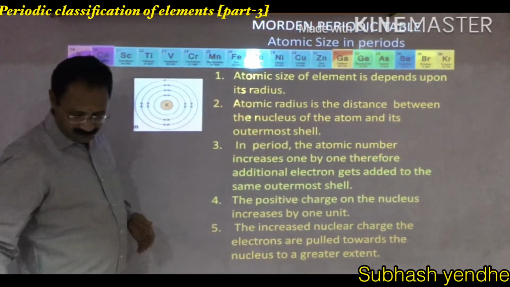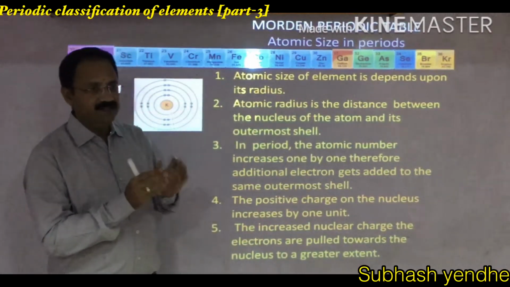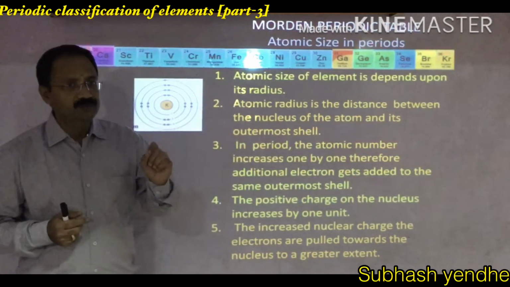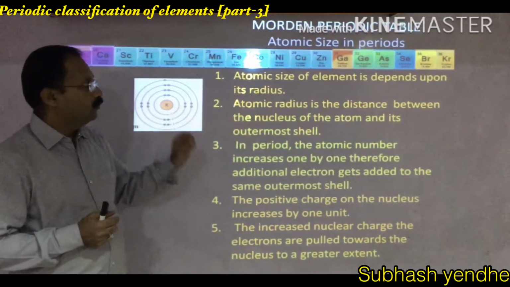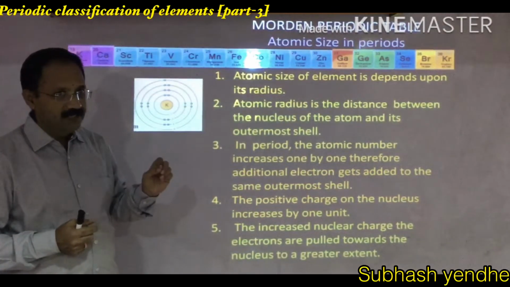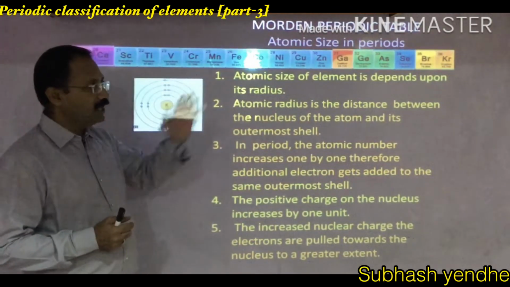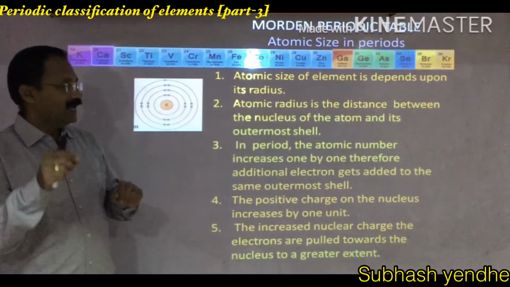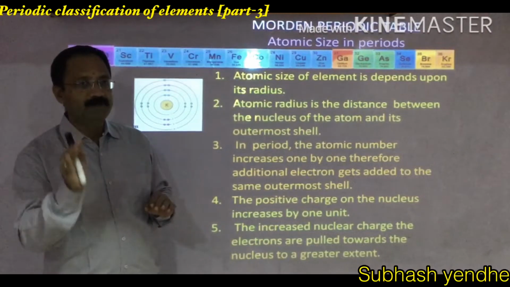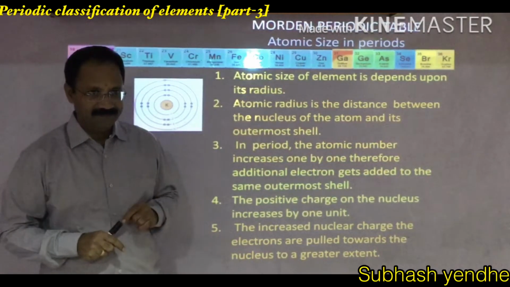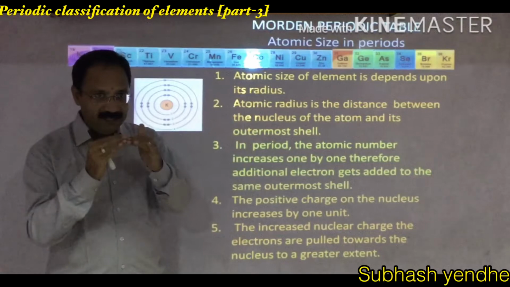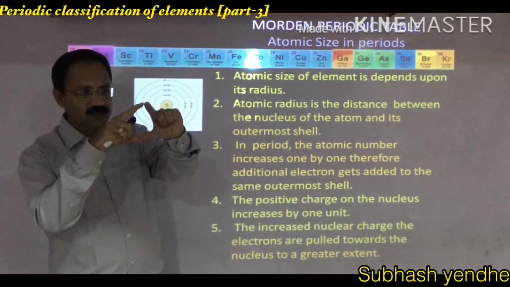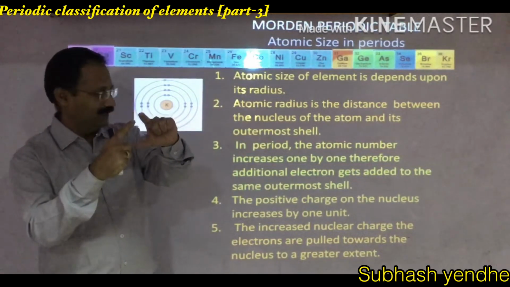Now we are going to see the atomic size in the period. Actually, they will ask you to give the reason why atomic size in a period decreases from left to right. The first 2 points I told you already. The atomic size of the element depends upon its radius. Second point, radius is nothing but the distance between the nucleus and the outermost shell of the element.